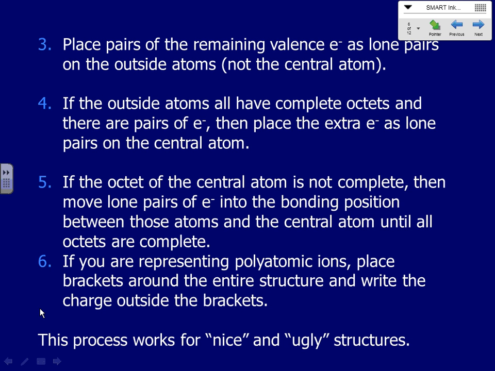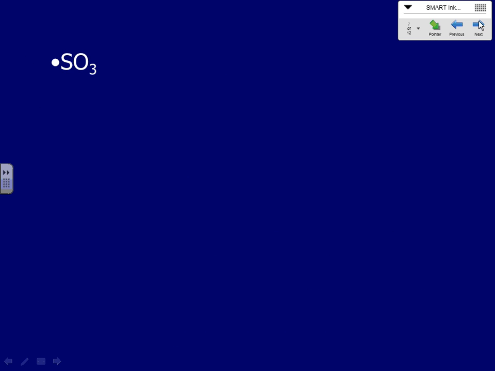And once we're done the structure and we've checked that we haven't added any extra electrons, and we've checked that they're all happy, octet rule, except hydrogen only needs 2, then we've got a good structure, okay? So let's do some example structures here. We'll start with SO3.